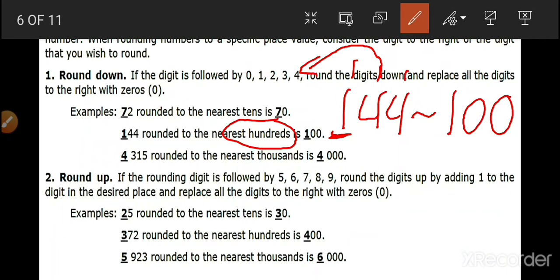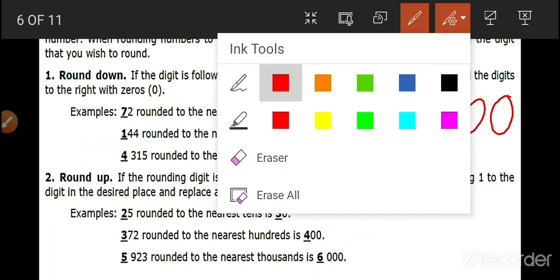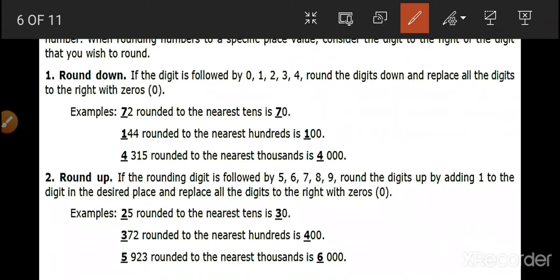Alright, if you still don't get it, then let's have the last example for rounding down. 4,315 rounded to the nearest thousands. Okay, so 4,315 rounded to the nearest thousand.